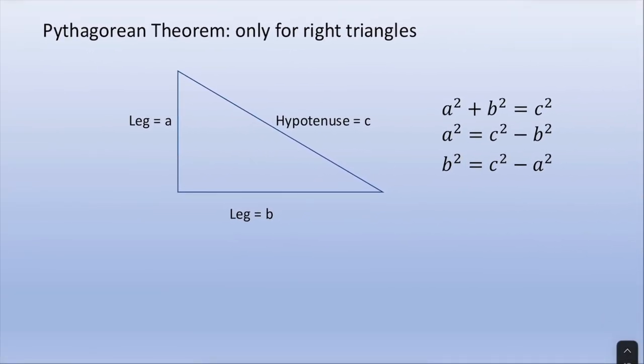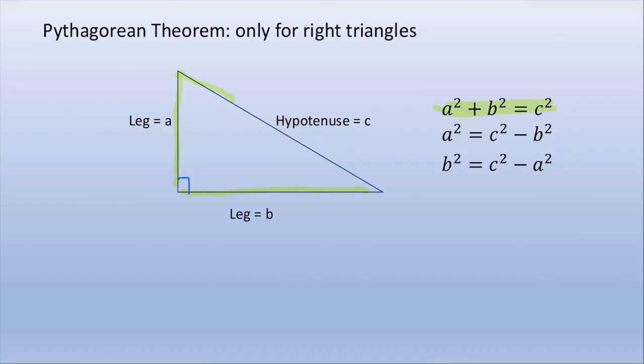Now, what's interesting about triangles, only for right triangles, so this has to be a right angle for this to work, you can use something called the Pythagorean theorem. And the most common version that you see is this one right here. A squared plus b squared equals c squared. So A and B are the lengths of the legs, the things that make an L, legs, L.